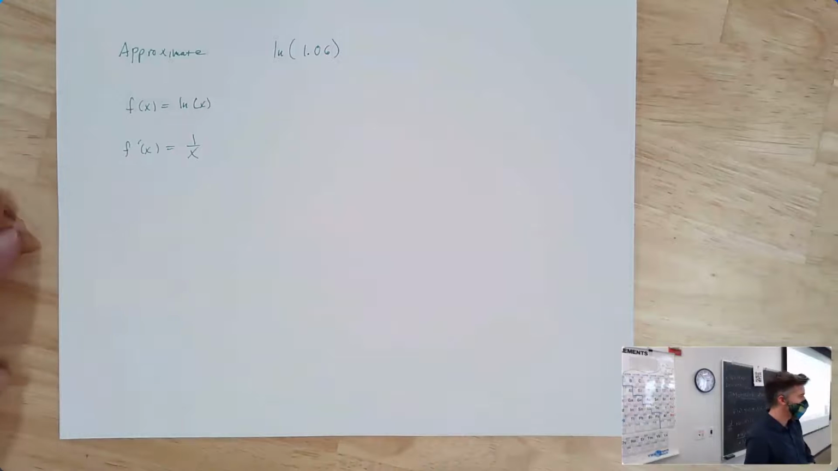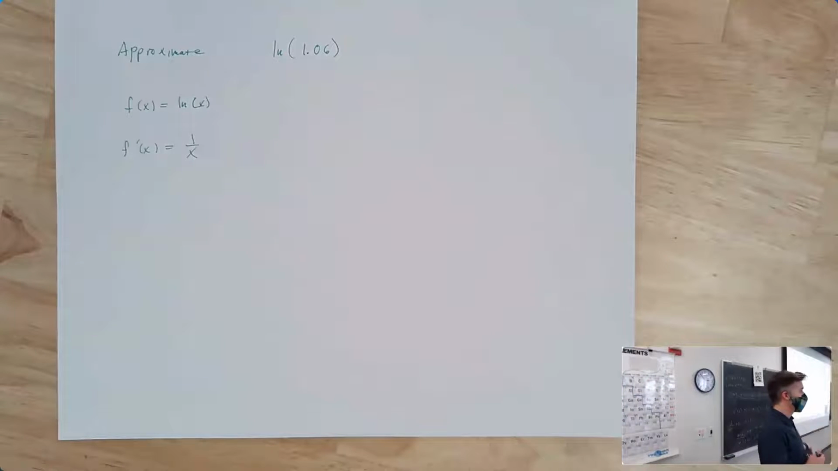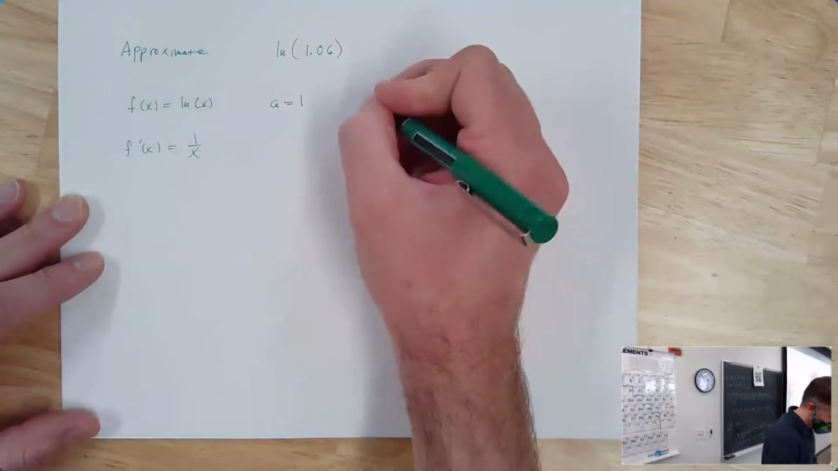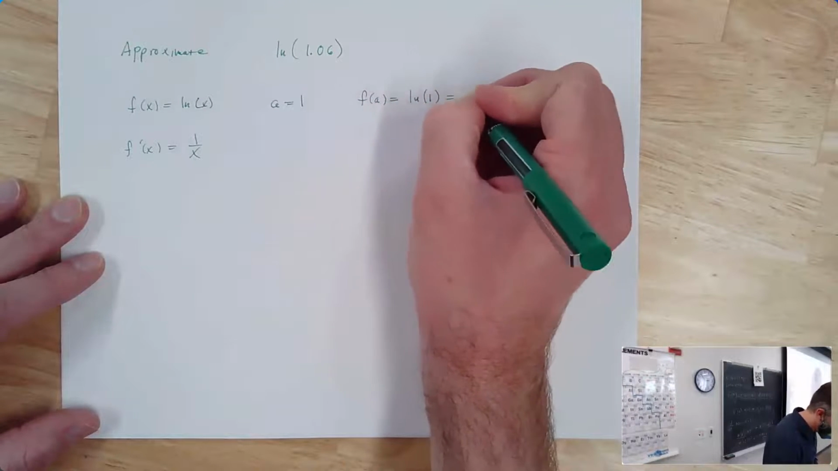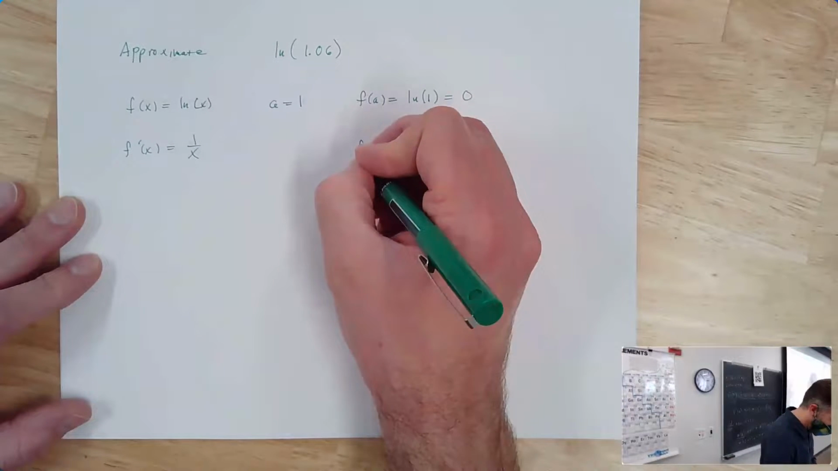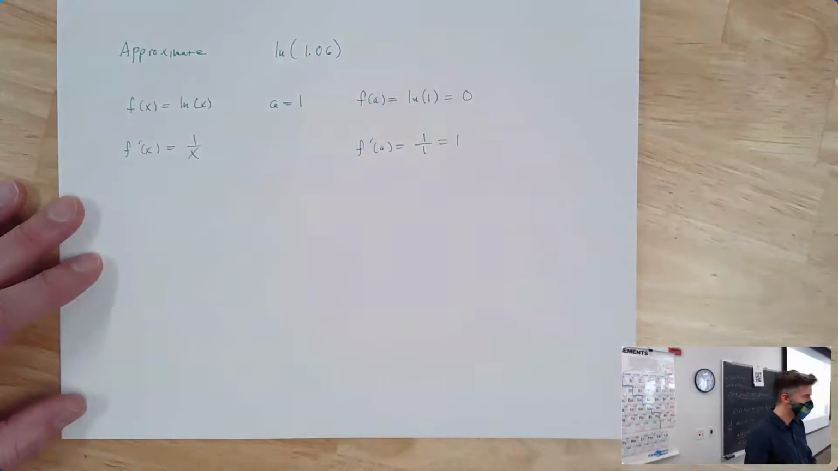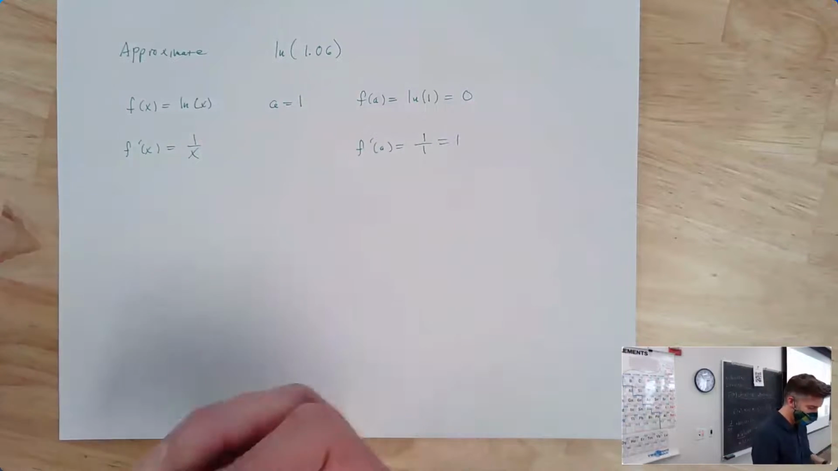And then we're going to find out what we get when we plug in our easy value. What's the easy value we're going to pick? What's close to 1.06? Yeah, 1, right? Our a value is 1. So f of a is natural log of 1, which is 0. And f prime of a is 1 over 1, which is 1. Our linearization here is actually kind of boring. I mean, they're all kind of boring, but this one's extra boring.